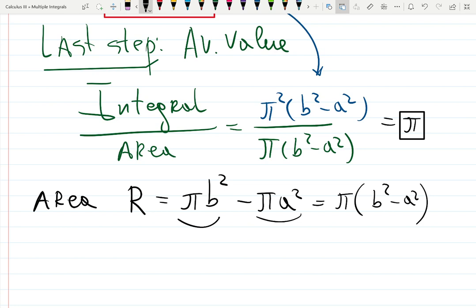So first of all, the average value is independent of any variable, and it makes sense. The average on the circle, but between two circles, is just pi. Thank you. Good point that you point out this.